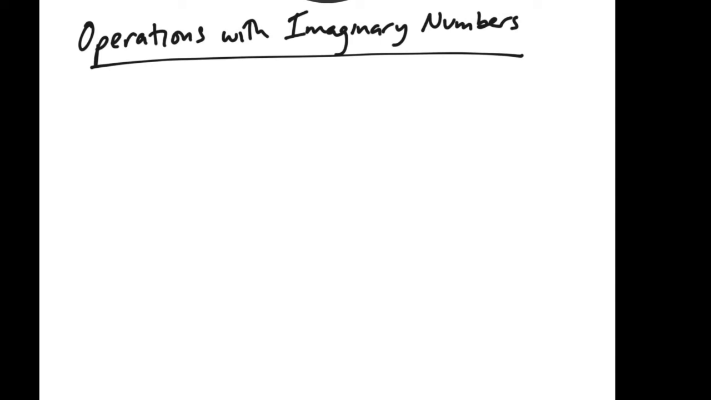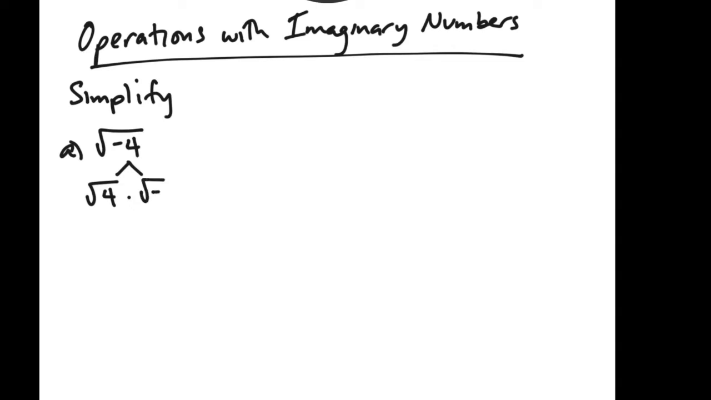Today's lesson is on operations with imaginary numbers. So if we were asked to simplify, let's say, the square root of -4, we can break this down as the square root of 4 times the square root of -1. The square root of 4 is 2, and the square root of -1, from the other video, is the letter i. And that's our answer, 2i.